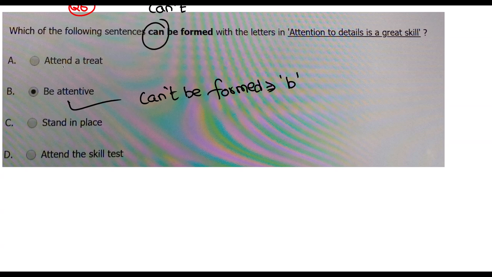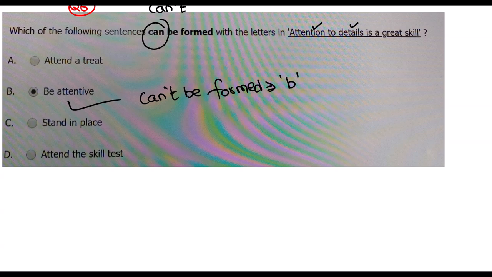What about the first one? Attend. ATTEN is available. In details, D is available. Here A is available. For grade, REAT, this T can be used. This T is not used in attend. These two T's, the third T is not used. That T, maybe in details, I can take and use for this in the grade. Attended treat is possible. The question should be "cannot be formed."